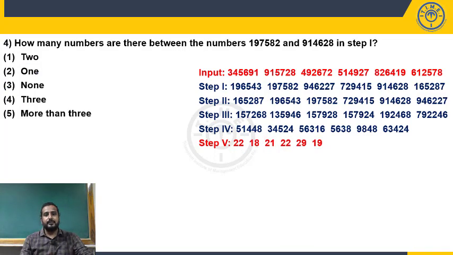How many numbers are there between 197582 and 914628 in step 1? So go to step 1 and identify these two numbers. 197582, so here it is, 914628, here it is. So between these two, how many numbers are there? 2 numbers. Choice 1.